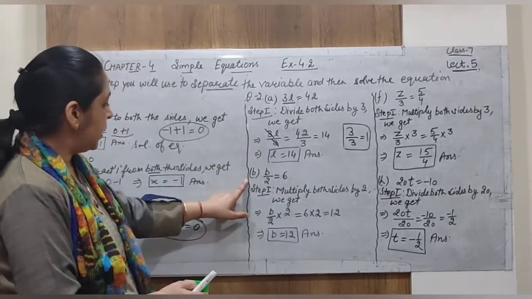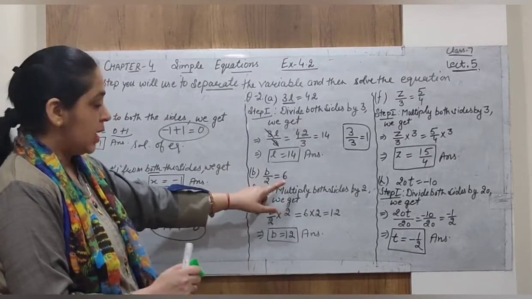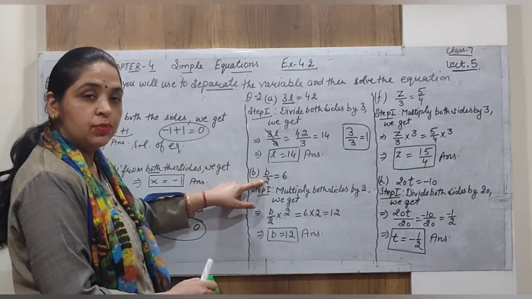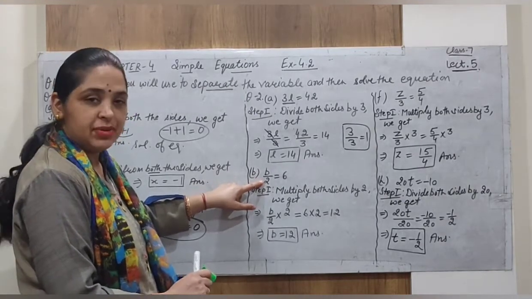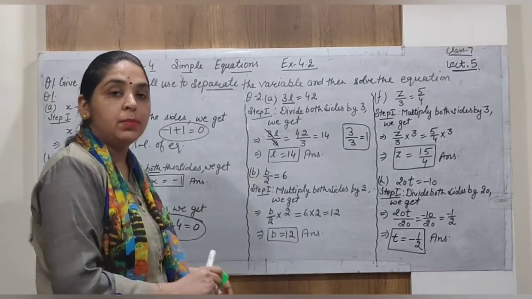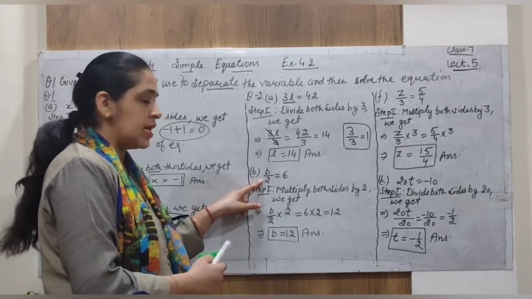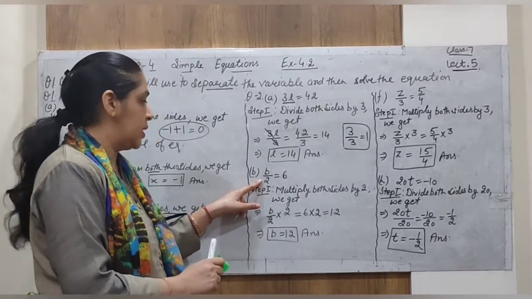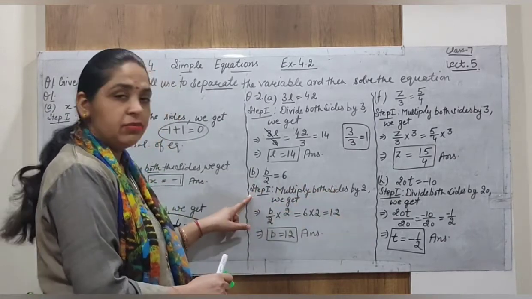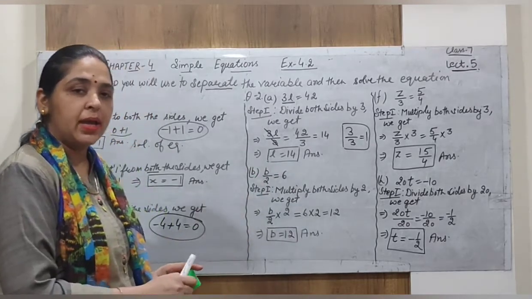Next, the B part is B divided by 2 is equal to 6. Here the variable is B and we want to remove 2 from the left hand side. How can we remove 2? Because 2 is present in the denominator in division form, and division is the reciprocal of multiplication. So multiply both sides by 2. We have to multiply the left hand side and the right hand side, both sides, by 2.